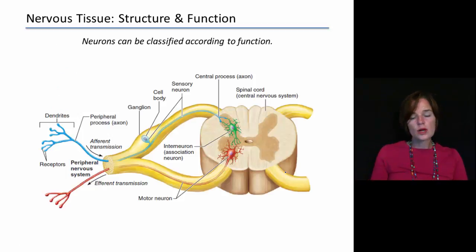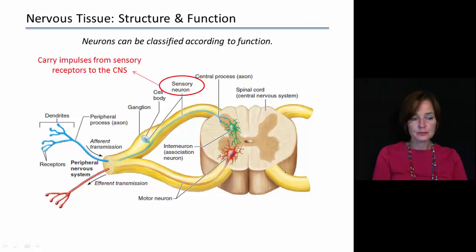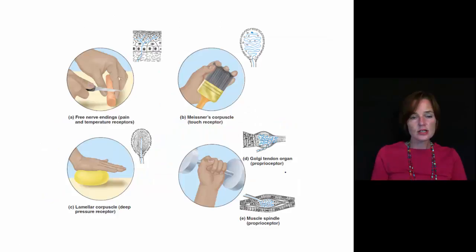So when we look at the neurons, they can be classified according to their overall function. So here we see an example of a neuron. We can have sensory neurons. The sensory neurons are bringing the information in, so they are carrying the impulses from the sensory receptors to the central nervous system.